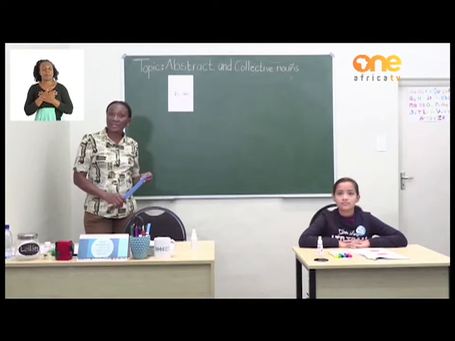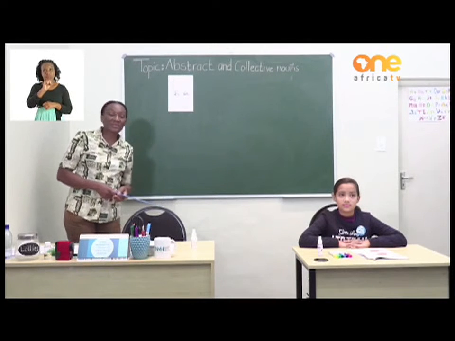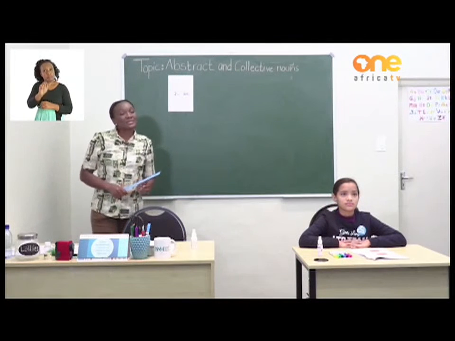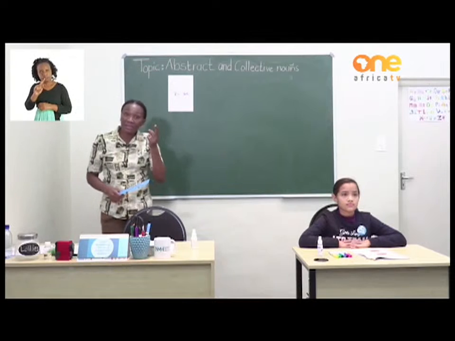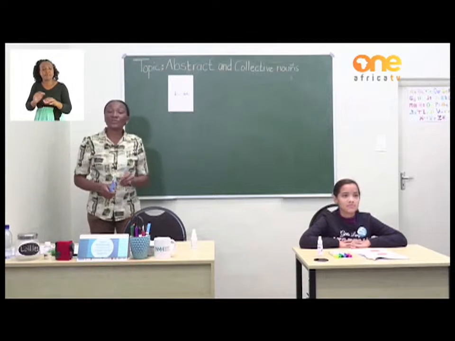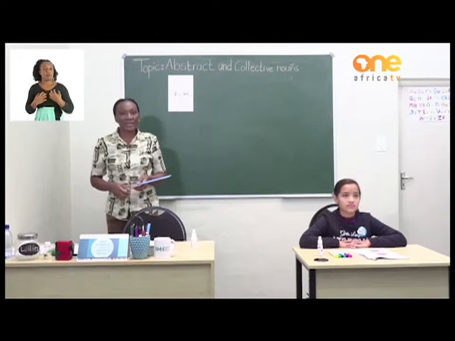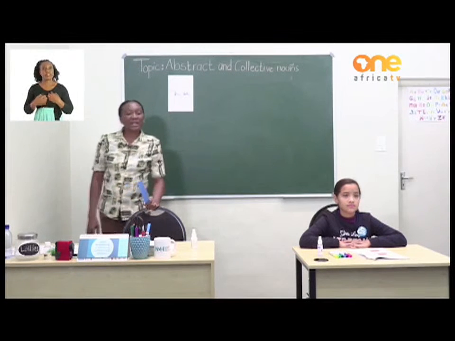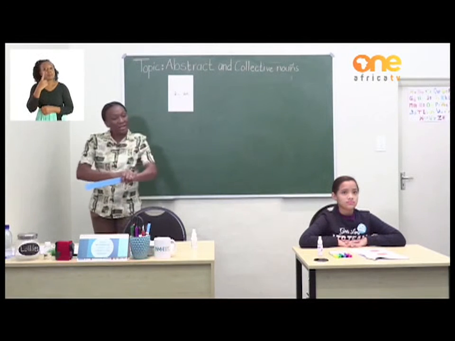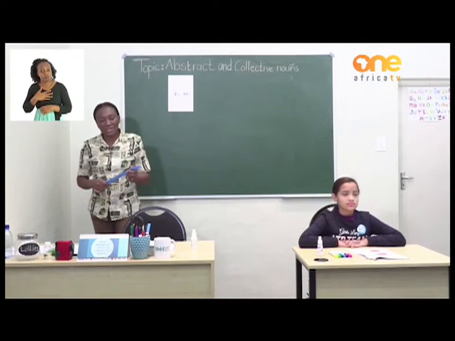Alright, so today's lesson, we are going to talk about abstract nouns. What is an abstract noun, Chanel? An abstract noun is something that we cannot see or touch. It is often a feeling or an emotion. What did I just say? I said an abstract noun is something that we cannot see or touch. It is often a feeling or an emotion.